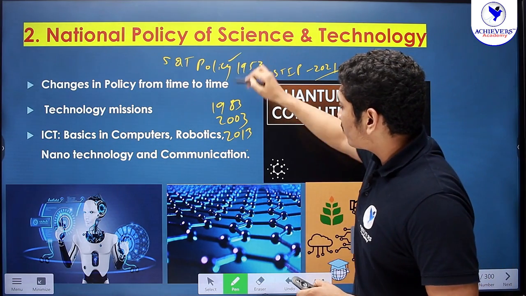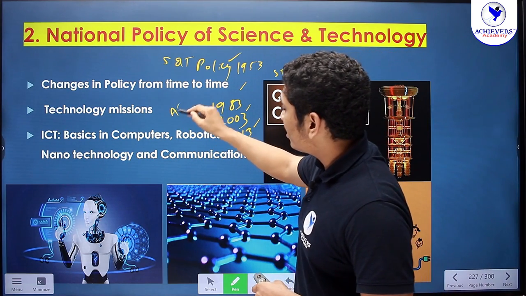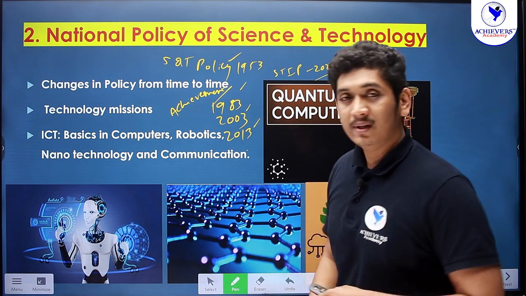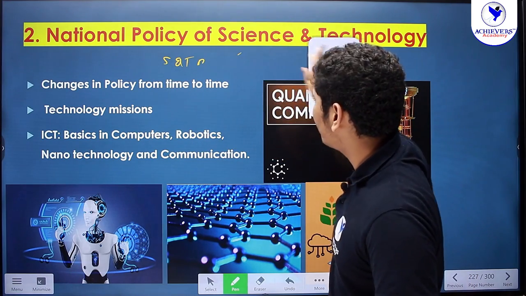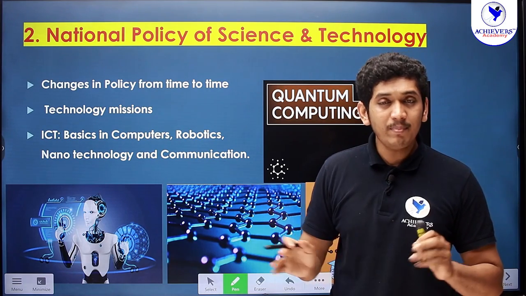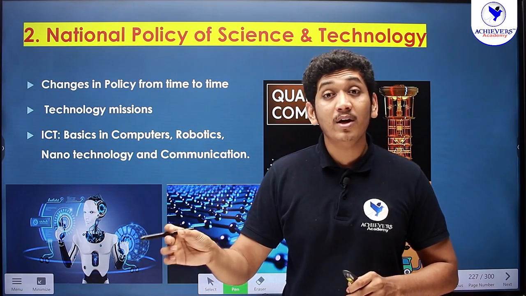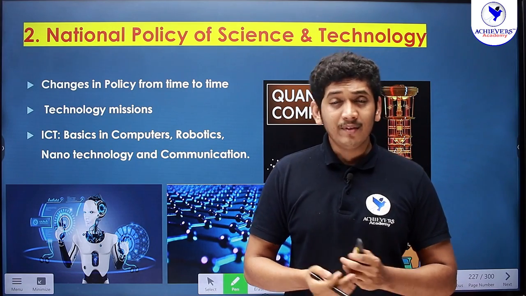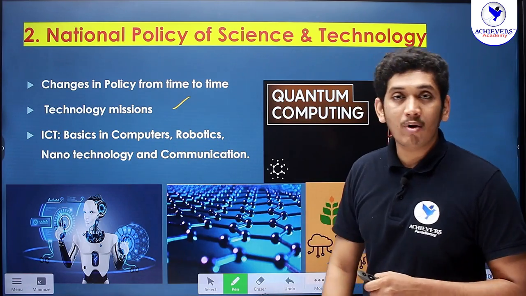What were the objectives of each of these policies? How did they evolve? What are the achievements due to these policies? That will be studied here, in an evolutionary manner. Because, my friends, in this chapter you learn the science and technology policy, and how it evolved into science technology innovation. The word innovation was added in later times, and we'll also learn about innovation here. In the second part, you have a term called technology missions.